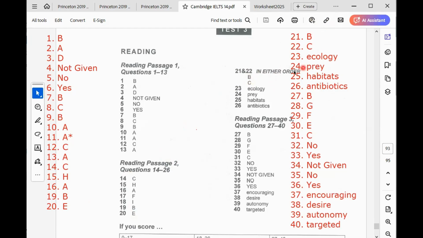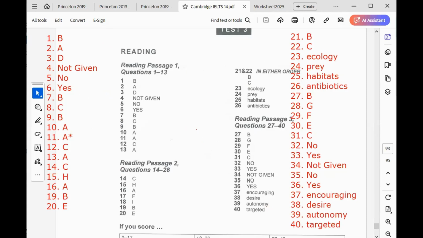The answer is BC. 23 ecology. 24 prey. 25 habitat. 26 antibiotics. 27 B, G, F, E, C. No, yes, not given. No, yes, encouraging, desire, autonomy, targeted. Ladies and gentlemen, all my answers are correct, except for the 17 and 18 I did not write down. How did I miss it? Maybe that was when the network was interrupting.